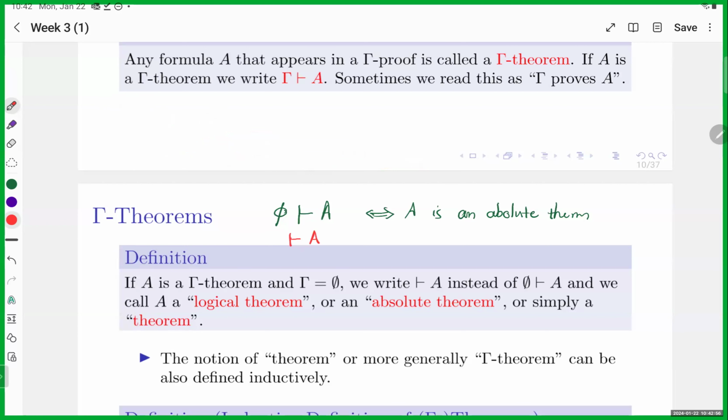Now, also note that if I have a set of hypotheses called gamma, every formula that is in gamma, meaning all the hypotheses, is also a gamma theorem. Because at any step, I may write down a member of gamma. So if A belongs to gamma, I write a sequence. At the first step, I write A. This is a gamma proof for A. Therefore, A is a gamma theorem.